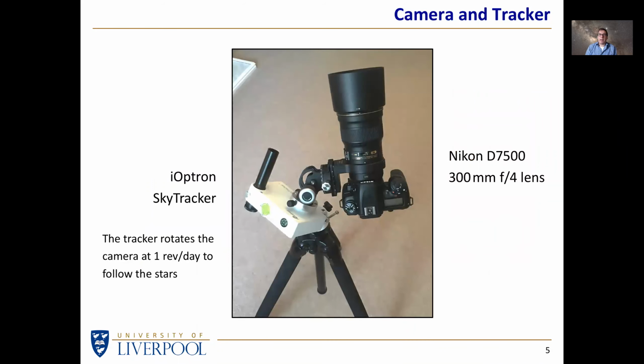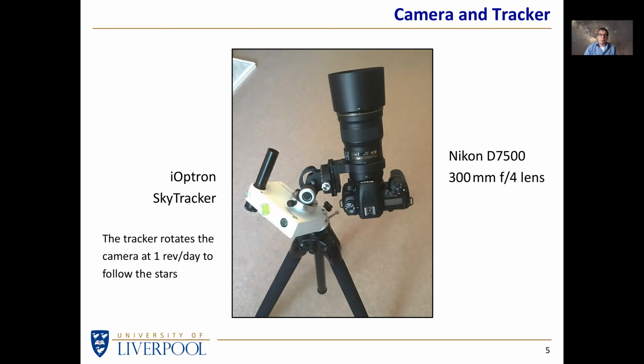So I took my camera, I happen to be a Nikon owner, so there's my Nikon camera with a telephoto lens, and I put the camera on this white box. This white box is a star tracker. This particular one is made by a company called iOptron. Other star trackers are available.